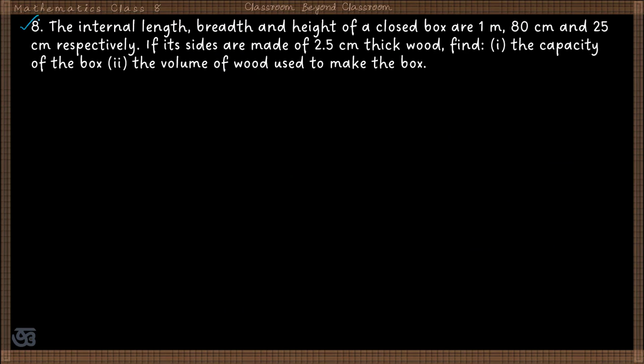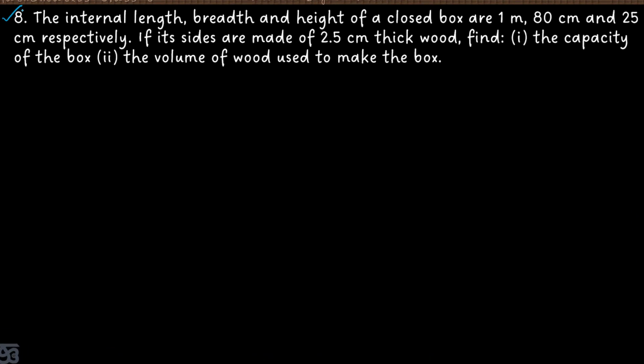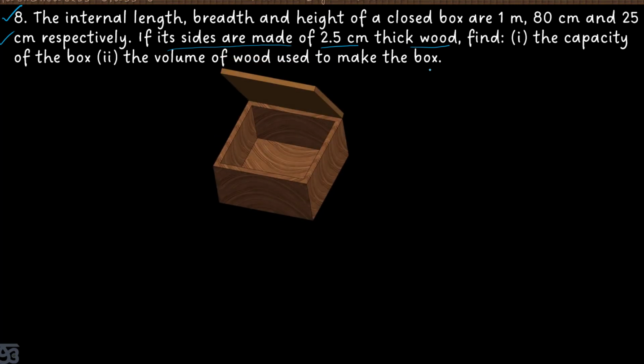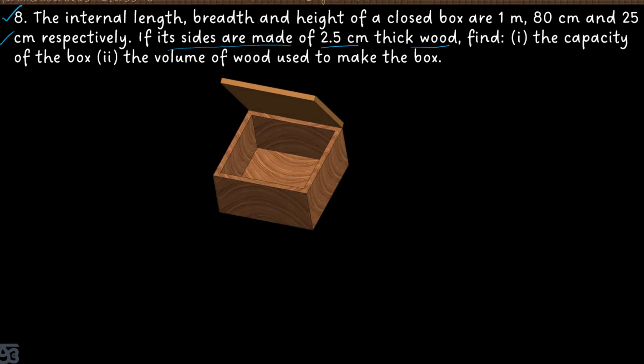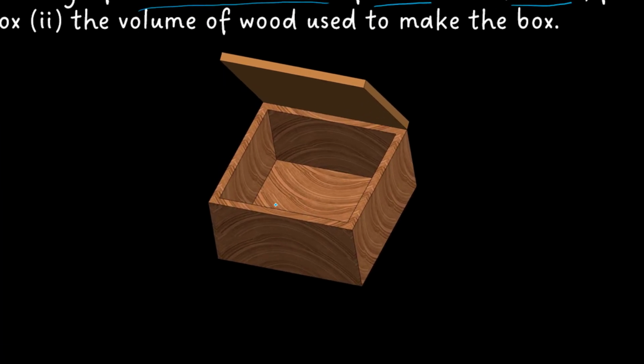Question number 8. The internal length, breadth and height of a closed box are 1 meter, 80 centimeter and 25 centimeter respectively. If its sides are made of 2.5 centimeter thick wood, find number 1, the capacity of the box, and number 2, volume of the wood used to make this box. So this is also a closed box, and in this case all these internal dimensions Li, Bi and Hi are given. So this time we will consider the internal dimensions.